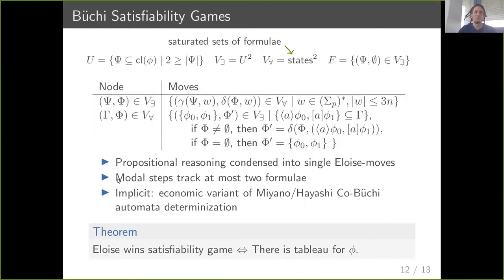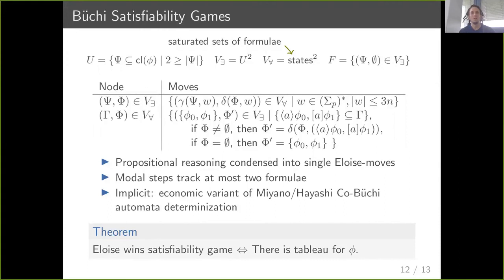And crucially, the model steps track at most two formulae here. That's due to the structure of the model tableau rule. Implicitly, what we do here is we determinize Kobüchi automata using the economic variant of the Miyano-Hayashi construction, essentially. And then the final step is to show that Eloise wins this game if and only if there is a tableau for phi. That's the case because essentially if she wins the game, then she can construct a tableau and vice versa. So we have satisfiability games with polynomially many Eloise nodes that characterize satisfiability.